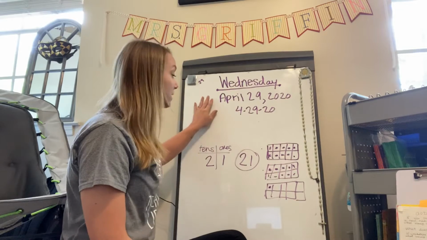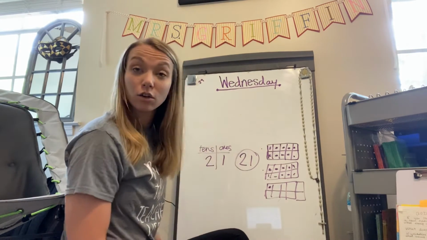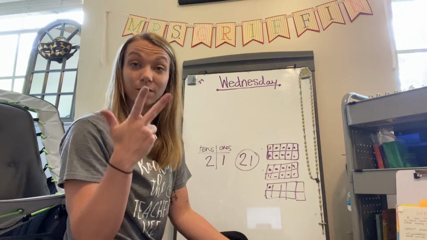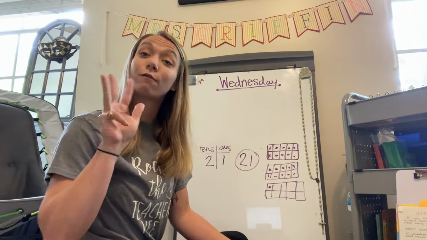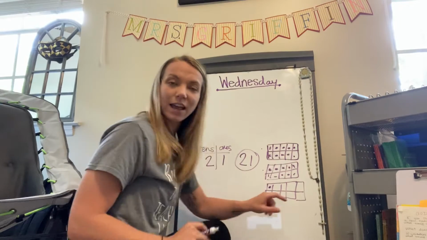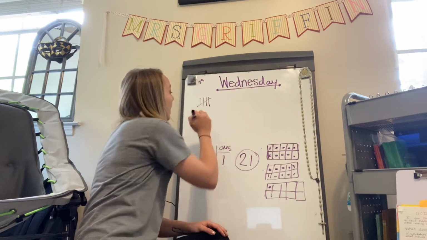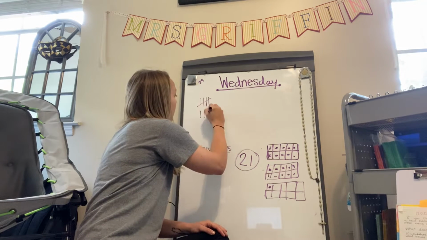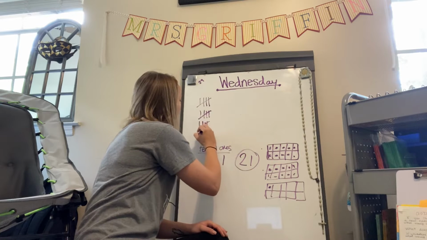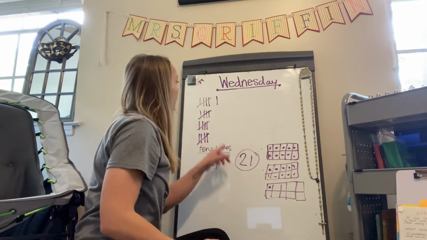Now, yesterday we did all of our tallies to make 20. Do you remember how many groups of 5 you need to make 20? 5, 10, 15, 20. So we need 4 groups of 5 and 1 left over. A lot like our 10s frames down here, 1 left over. 1, 2, 3, 4, 5, 6, 7, 8, 9, 10. See if you can beat me. 11, 12, 13, 14, 15, 16, 17, 18, 19, 20, 21.